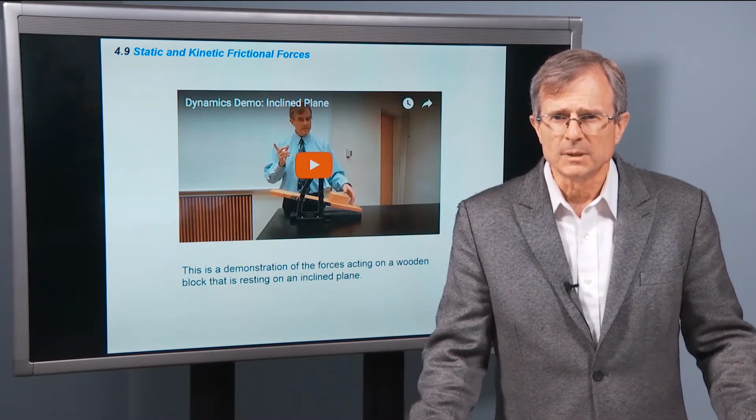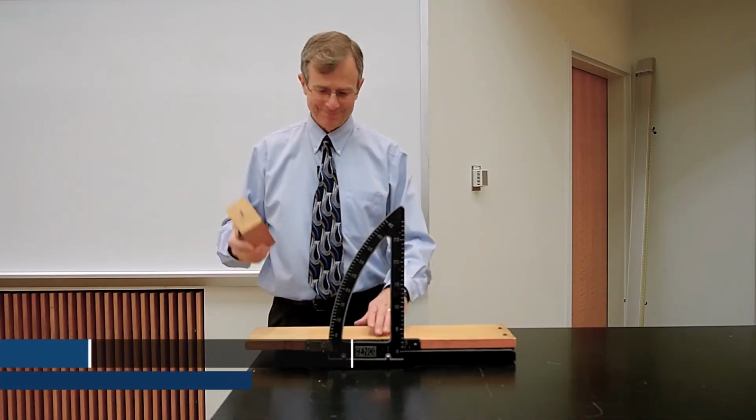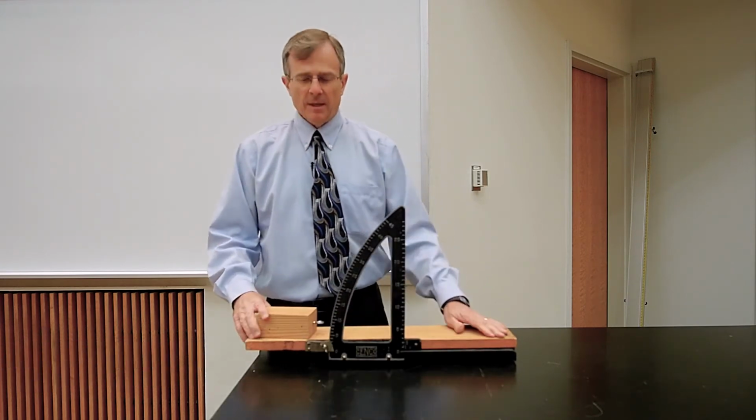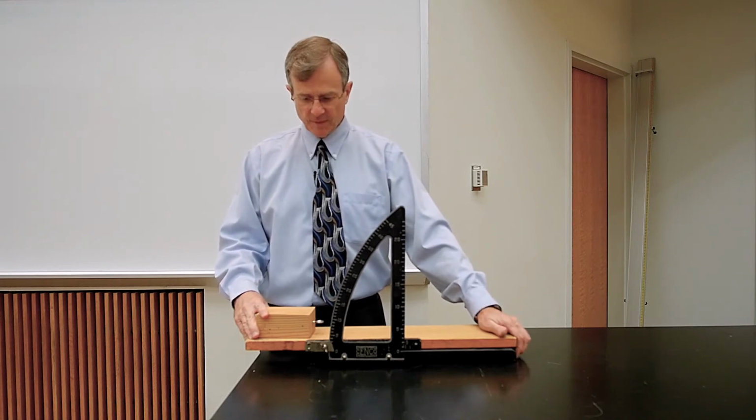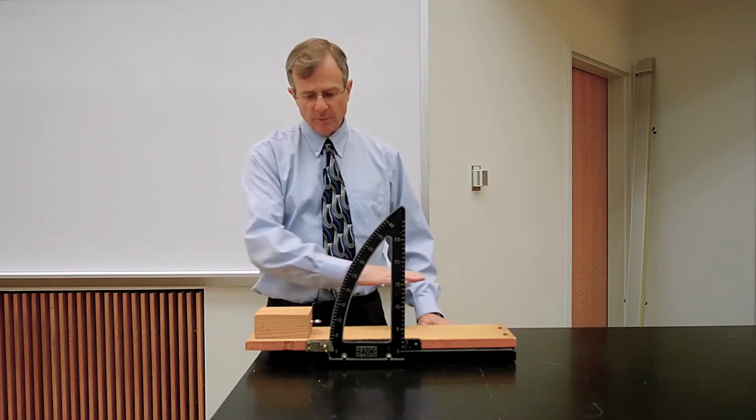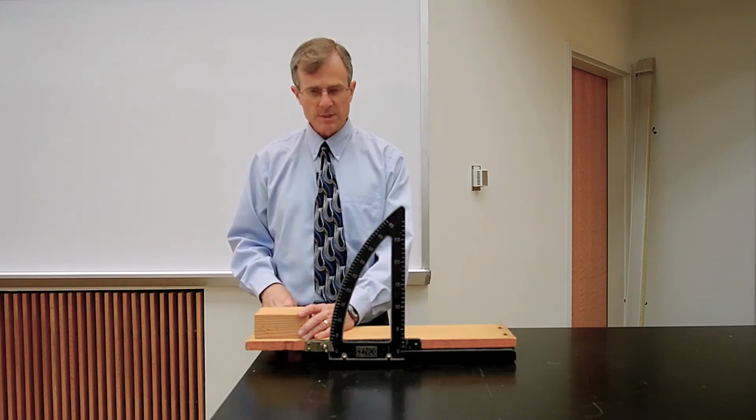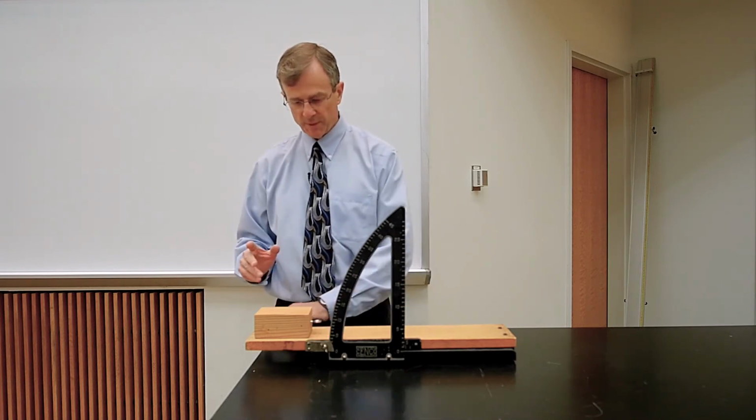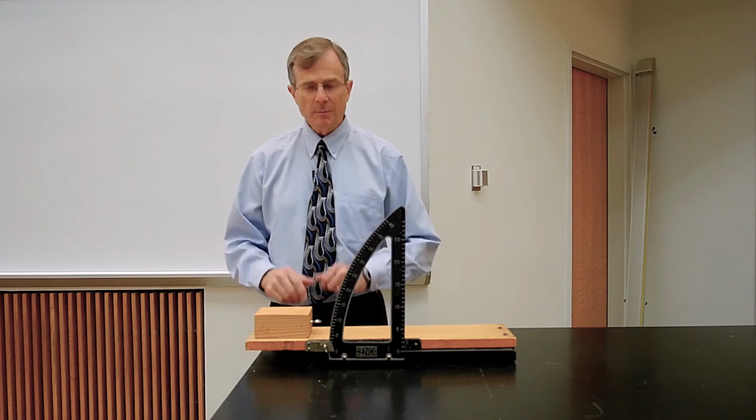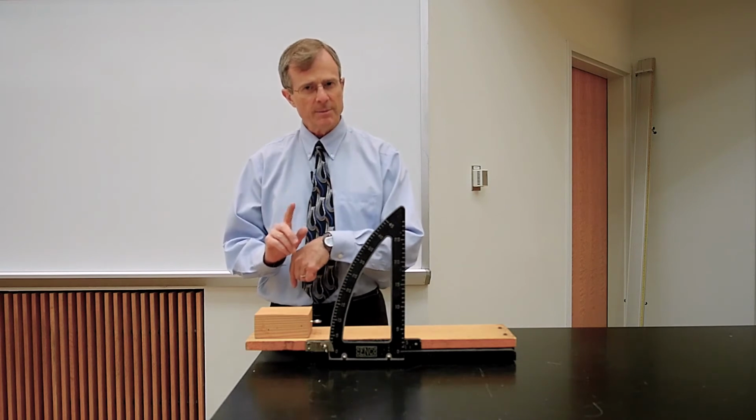Another demonstration. Block of wood, a plane that I can raise and lower. I'm going to demonstrate the forces on a block that's stationary on a plane. If the plane is horizontal, there will be a gravitational force down on the block, pulling it down toward the center of the Earth, and a normal force perpendicular to this horizontal surface, pointing vertically upward. Because the block is not moving, those two forces must have equal magnitudes in opposite directions.